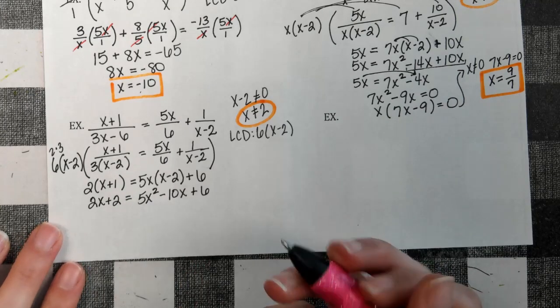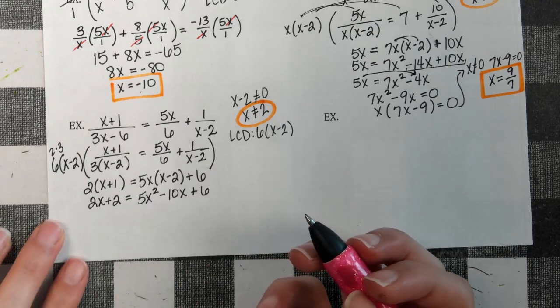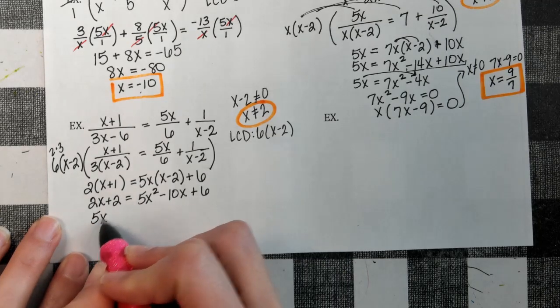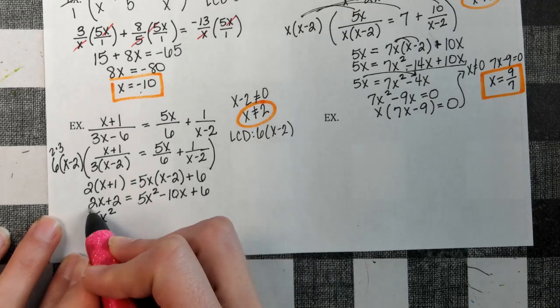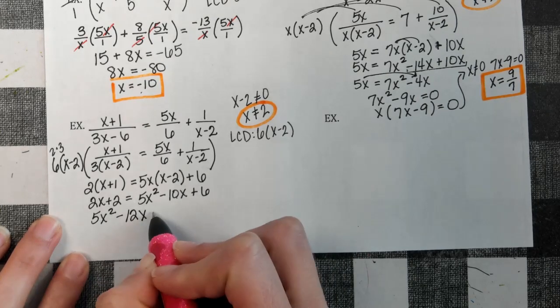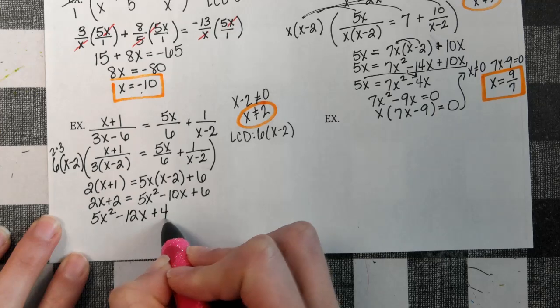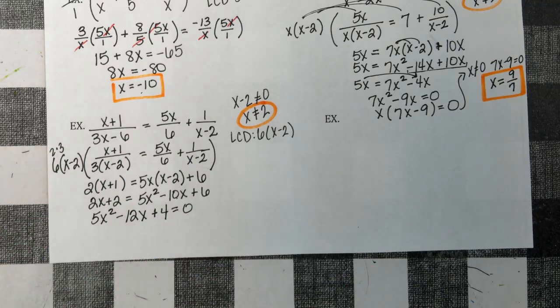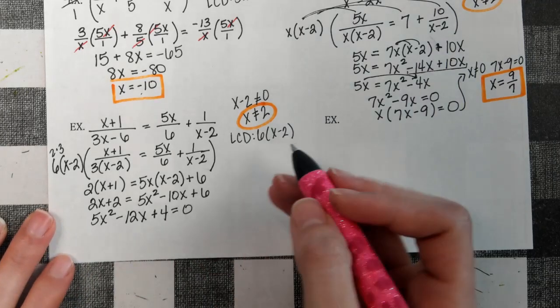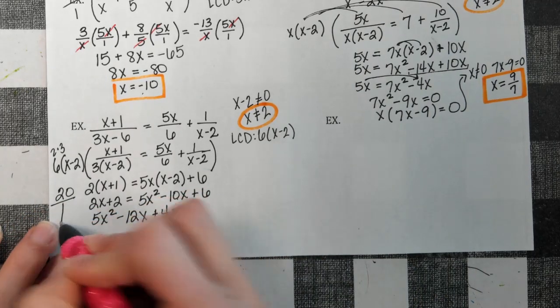And then what do I do? I get it equal to 0, so I'm going to subtract my 2x and subtract my 2, so 5x squared, negative 10x minus 2x is going to be a negative 12x, and then 6 minus 2 is 4, equal to 0. Now how do I factor that? Multiply 5 times 4, so factors of 20 to give me 12.